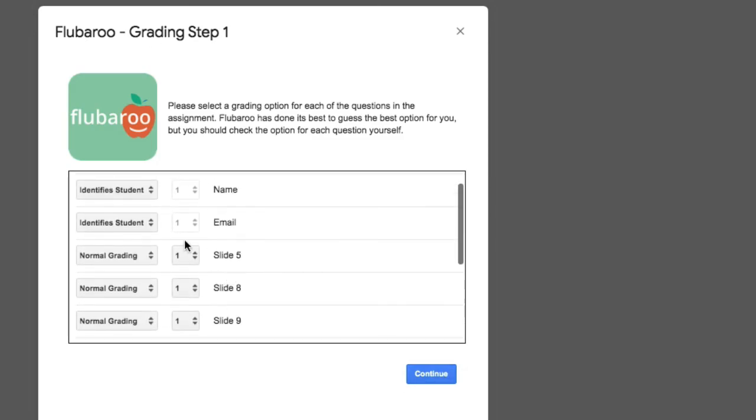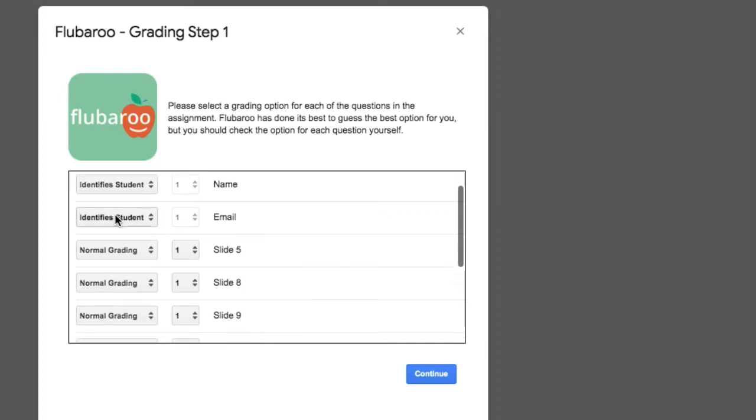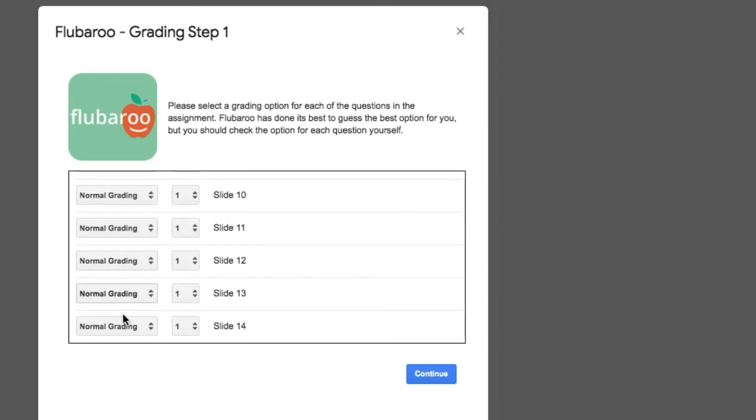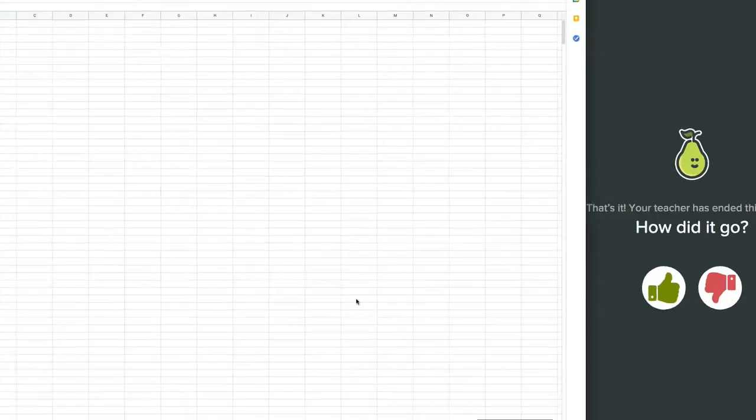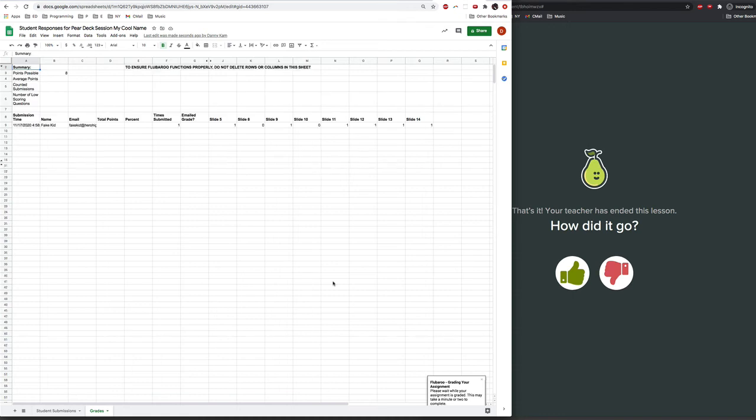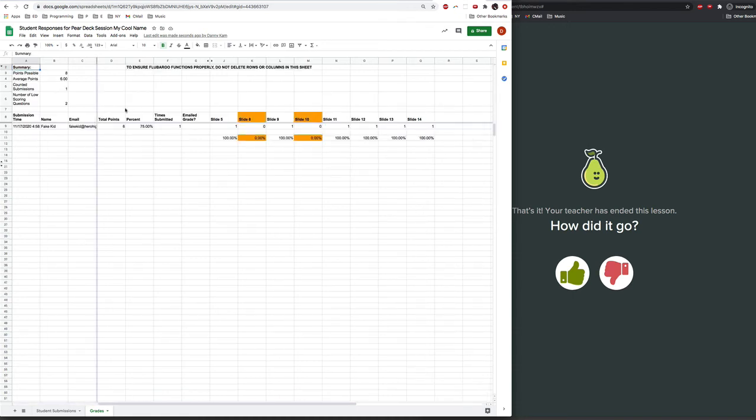Here it looks like we're just identifying the student in the first two questions, and the rest of these are going to get what's called normal grading because these are the quantitative questions where there's number answers. And we're going to click that my name is the one right here, this is the answer key. So you're picking the key in step 2, click continue, and then it's grading the assignment. And then here, as you can see, it graded all the questions. For some reason, it marked number 8 and 10 incorrect. I'm going to go back and look at that now.